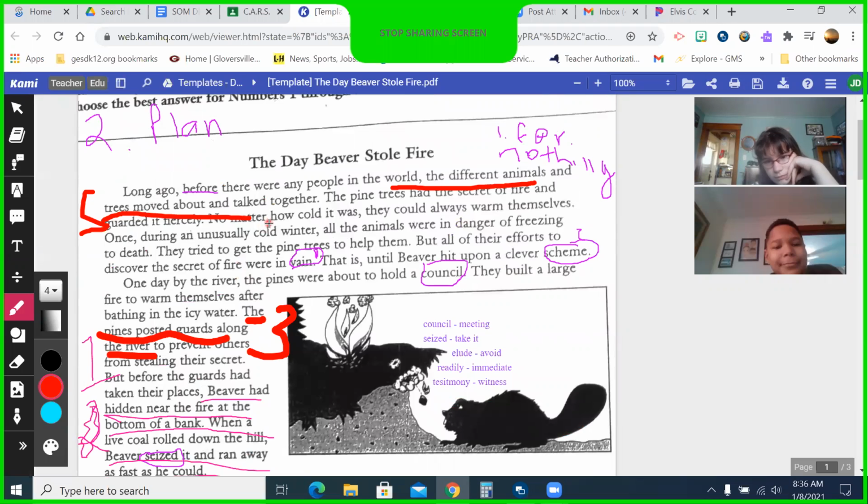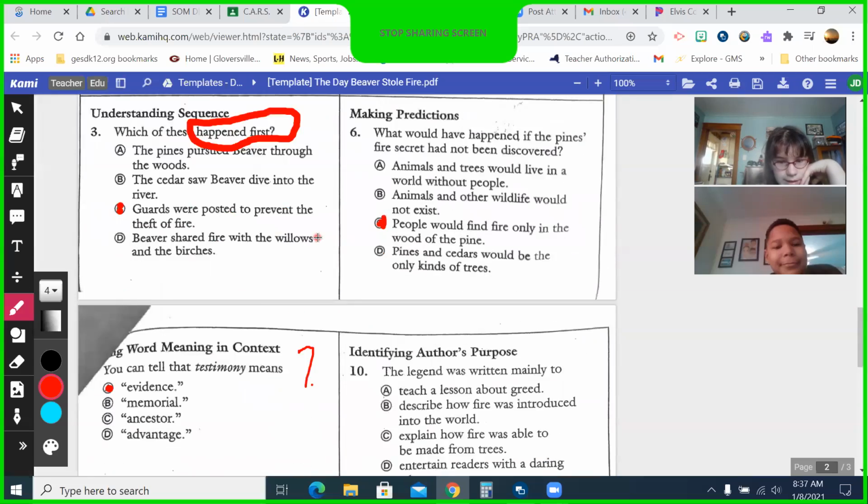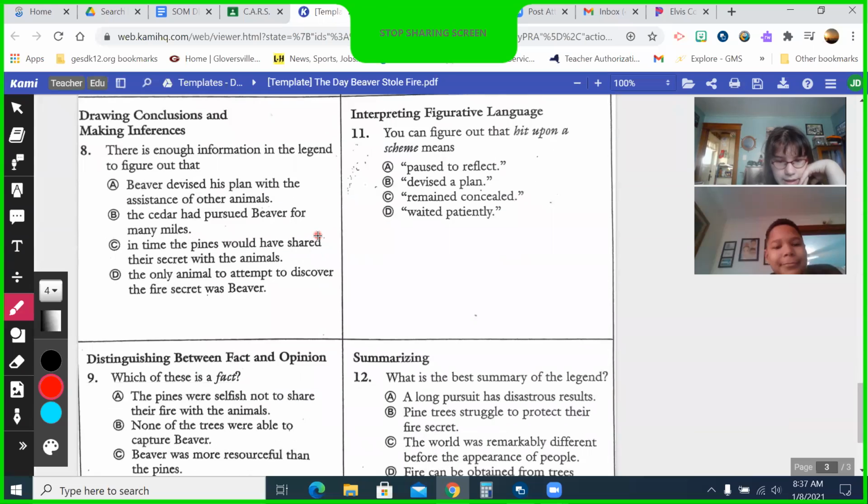Okay, if you go to the beginning of the story, it says the pines had the secret of fire and guarded it nearby. No matter how cold it was, they could always warm themselves. And then all animals were in danger of freezing. They tried to get the pines to help them. So that shows that other animals besides Beaver tried to get the secret. So it can't be D for number 8. Okay, because there's evidence in the text that says other animals did try. You don't hear their story of how.